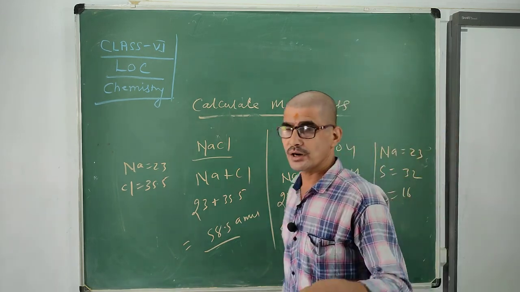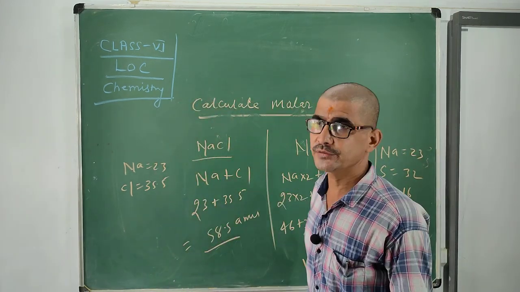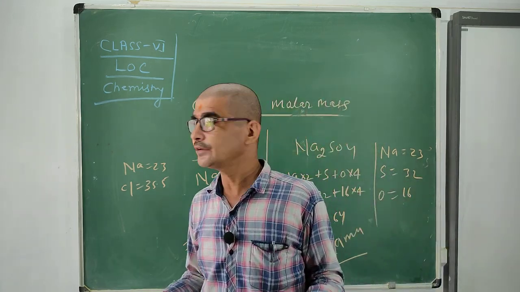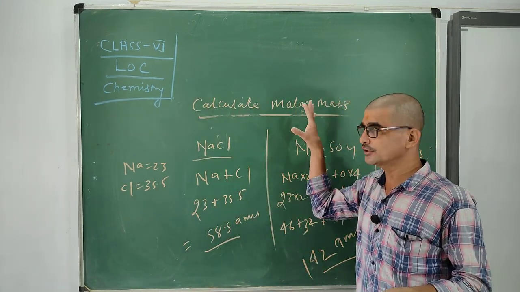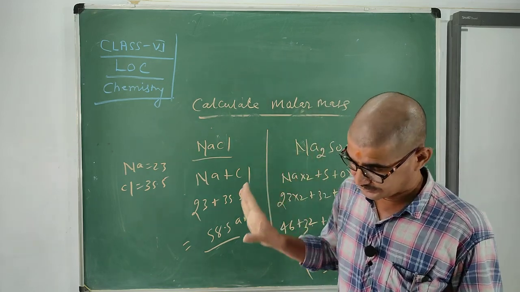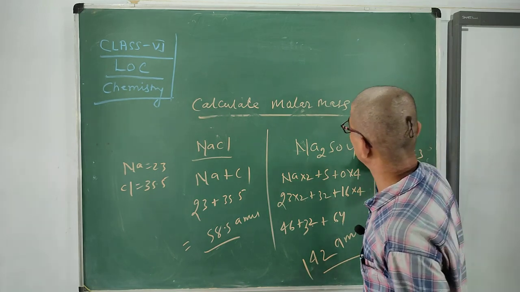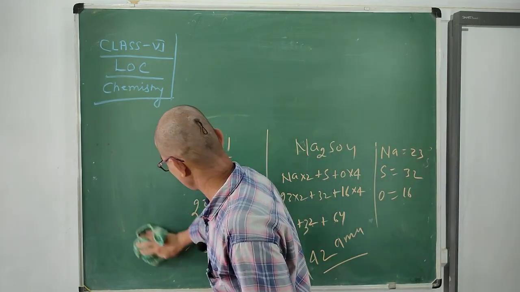So how can you balance a chemical equation? This one is clear. Why do we need to balance a chemical equation? And how can you calculate the molar mass of an element? These are three important things. These are the basic things of chemistry, so it is necessary to know.